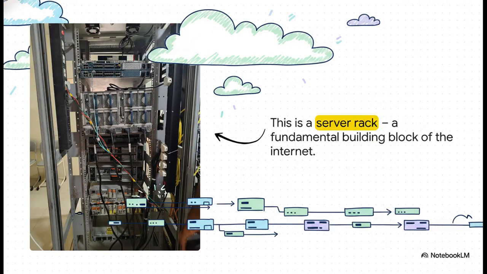Well, here it is. It looks a lot more like this. This beautifully organized tower of metal, wires, and blinking lights is called a server rack. And this is one of the real physical building blocks of the internet. So yeah, forget the sky, this is where the cloud actually lives.